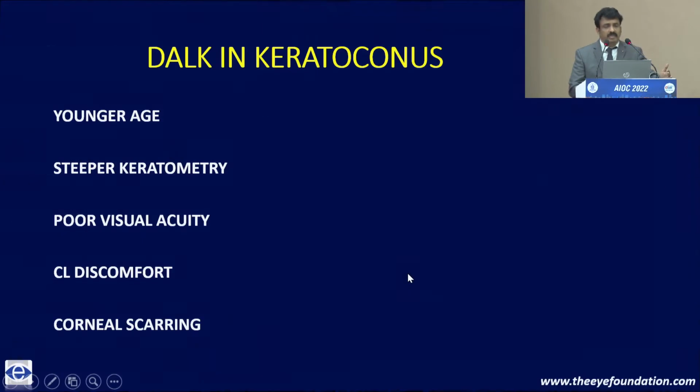Younger patients with steeper keratometry, poor visual acuity because of advanced keratoconus, and corneal scarring due to various reasons. In keratoconus, it could be because of the advanced keratoconus itself, you can have scarring, or post CXL because of dense haze, or post CXL because of infectious keratitis, the scar, or aborted melt. All these things can lead to decreased vision, and may be an indication for DALK in keratoconus.